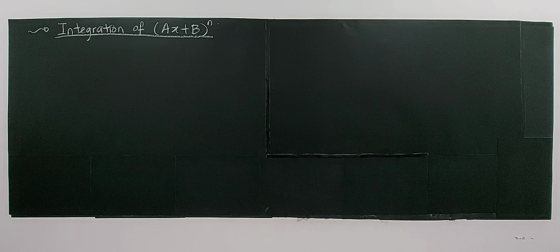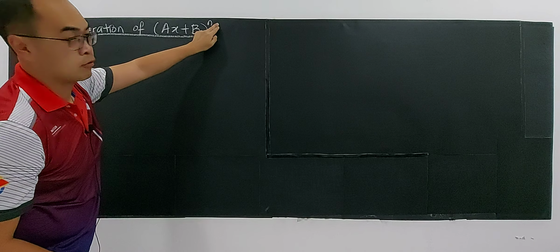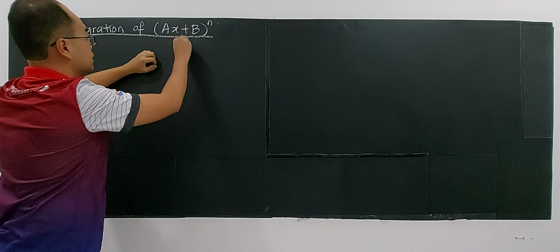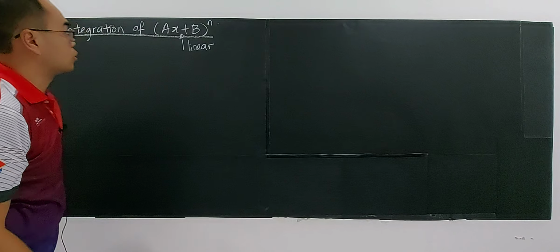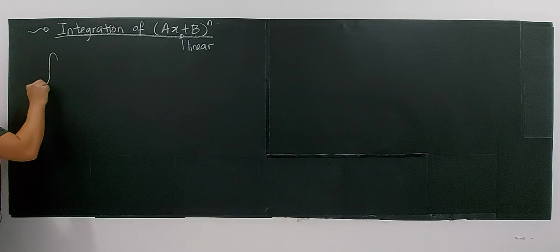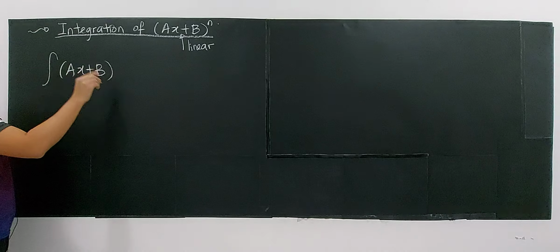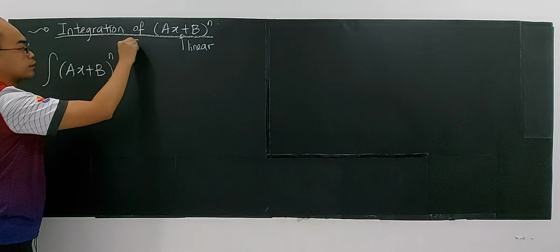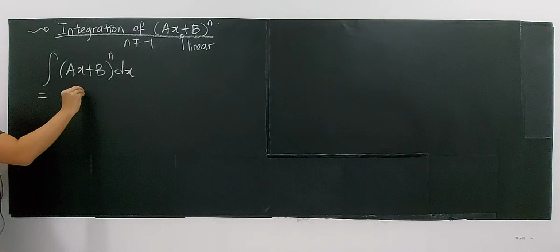Alright, so now we are starting to introduce some formulas for integration. The first formula is the integral of the integrand (ax + b) to the power of n, which must be a linear expression. If you integrate something with ax plus b, a linear, to the power of n, where n cannot be -1, then the formula will be as follows.